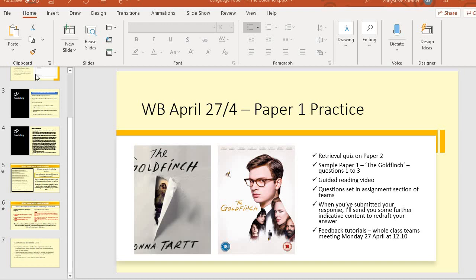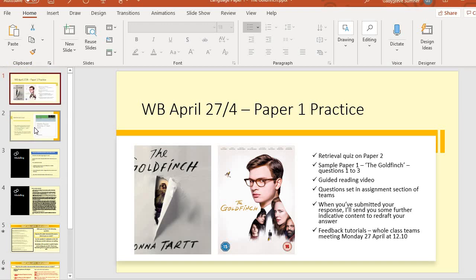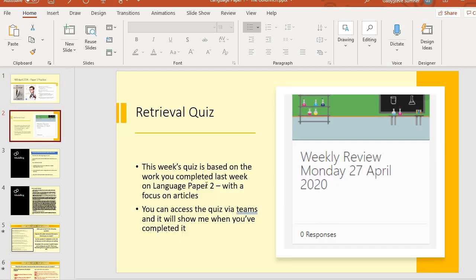So looking at what we're doing this week then. The first thing is the retrieval quiz, and it's based on the work that we did last week on language paper 2 with a focus on articles. I'll also be giving people feedback on the work that they've submitted, and also the work that you did on GCSE Pod, which again was really thorough and really detailed, so thank you for that.